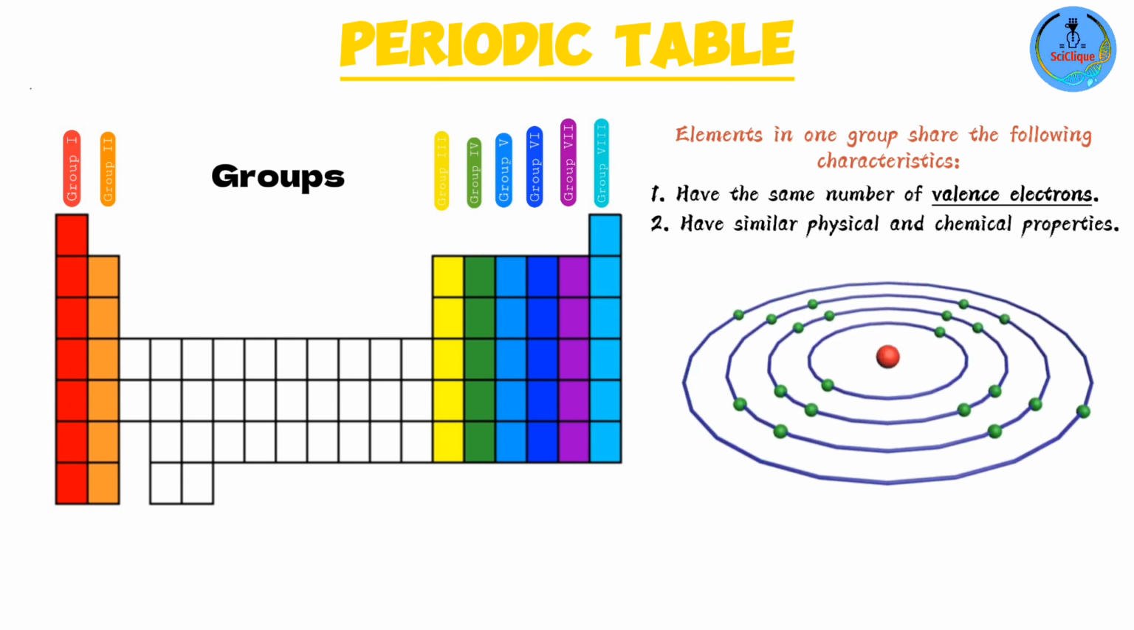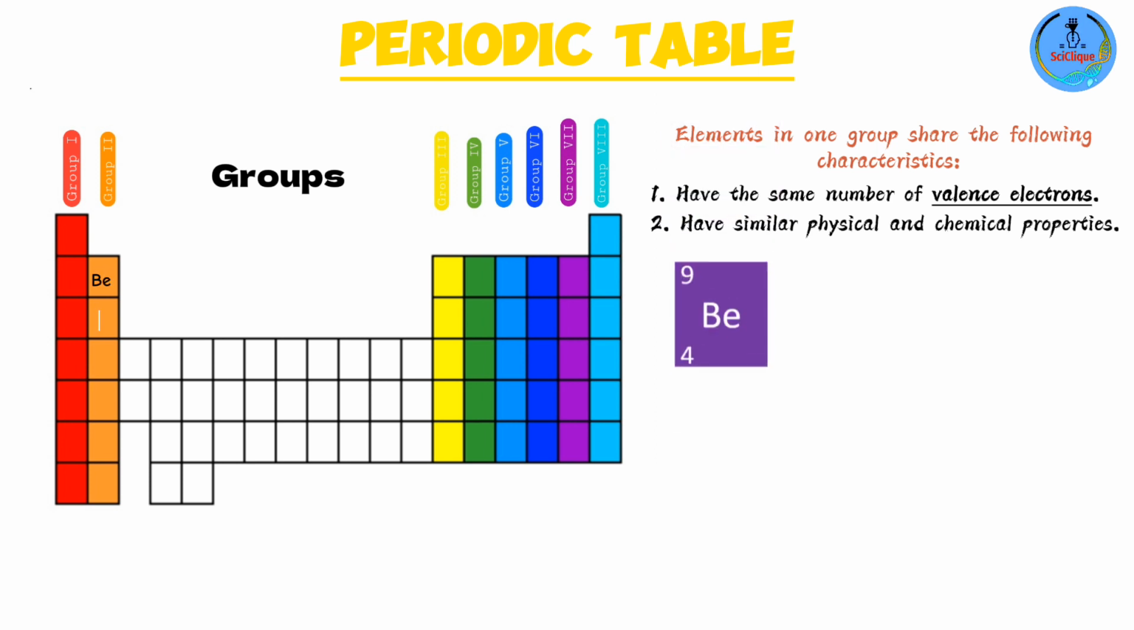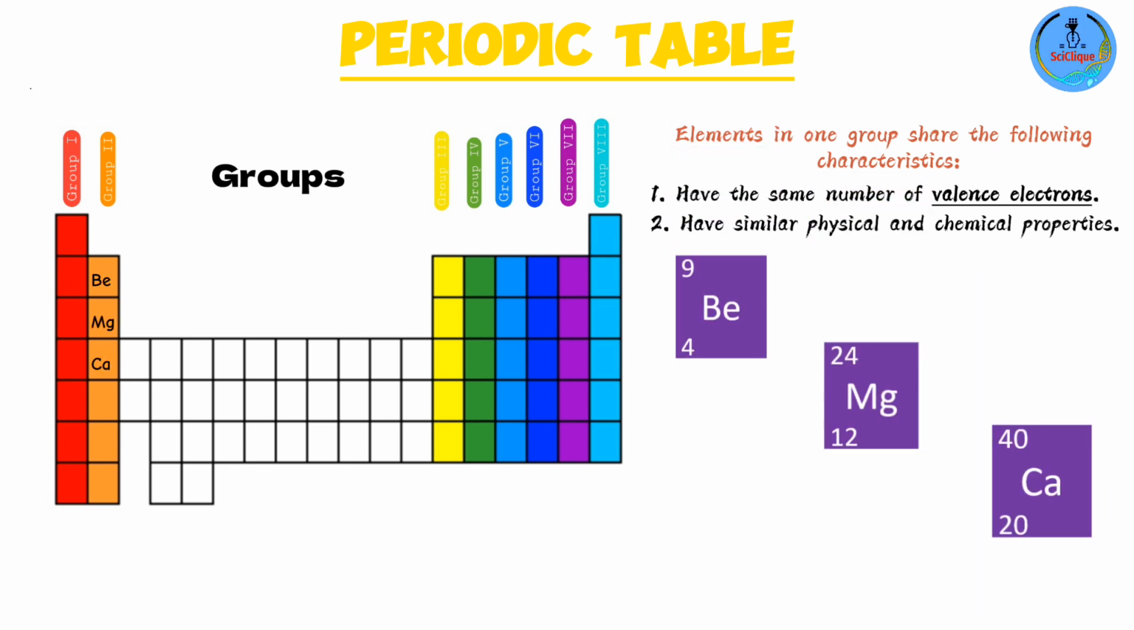Let's take an example of group 2. This is where we have beryllium, magnesium, and calcium. So beryllium has the atomic number of 4. So 4 protons, 4 electrons. So how are we going to arrange the electrons? In their energy levels, of course. The first energy level can take a maximum of 2 electrons. Other energy levels can take a maximum of 8. So we're going to have 2, 2.